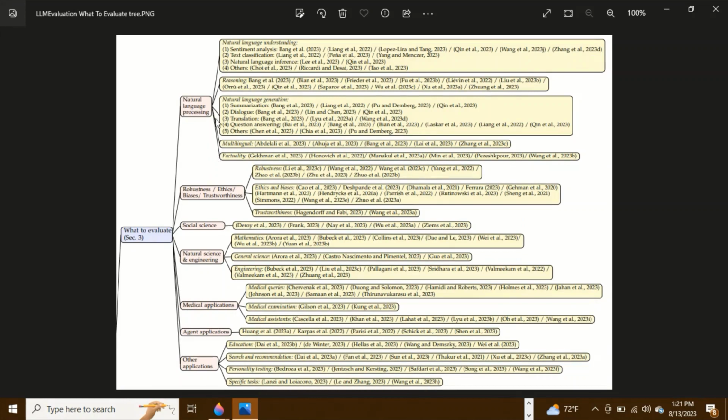zooming in on what to evaluate, we can see that it covers natural language processing in general, including natural language understanding, reasoning, natural language generation, multilingual NLP, and factuality, as well as an entire node for robustness, ethics, trustworthiness, and biases in LLMs. How they are applicable to social science questions, to natural science and engineering, including mathematics, general science, and engineering, to medical applications like medical queries and being medical assistants, how they can be used in agent applications, as well as several other more niche and miscellaneous applications like education and personality testing.